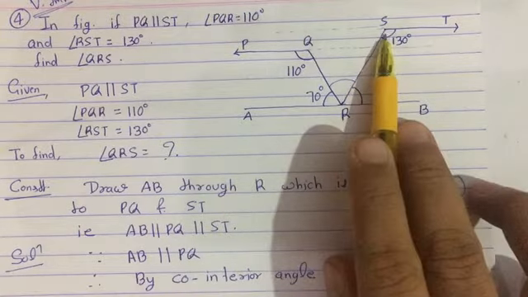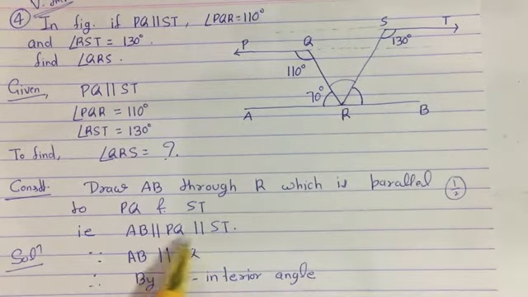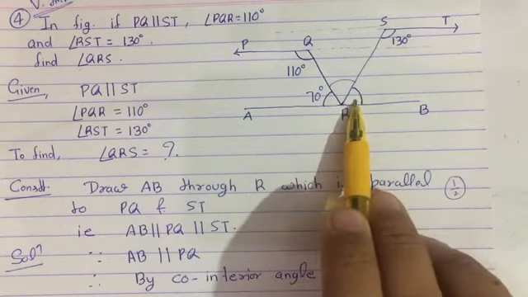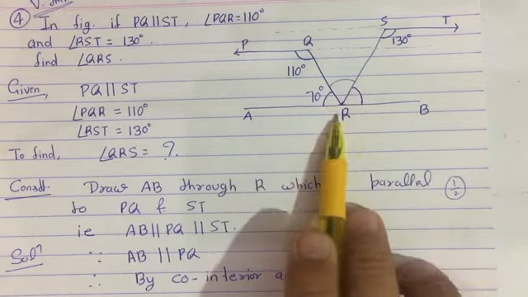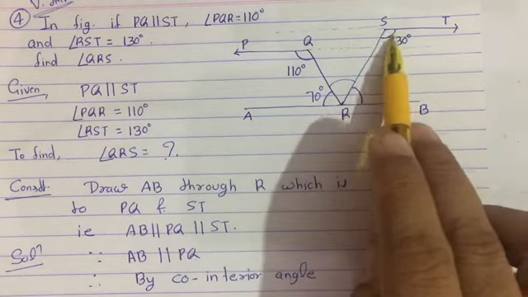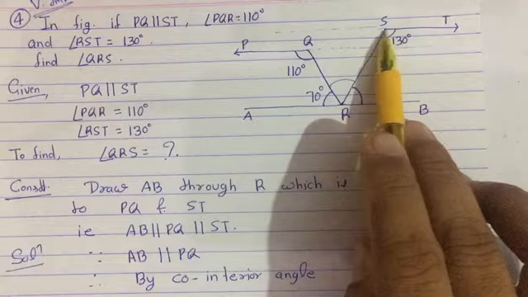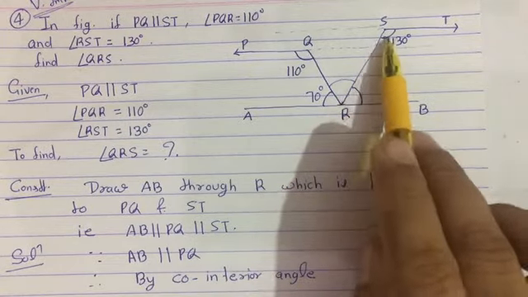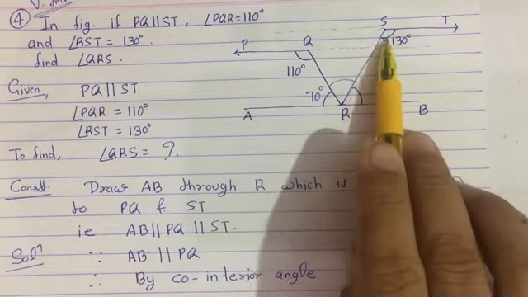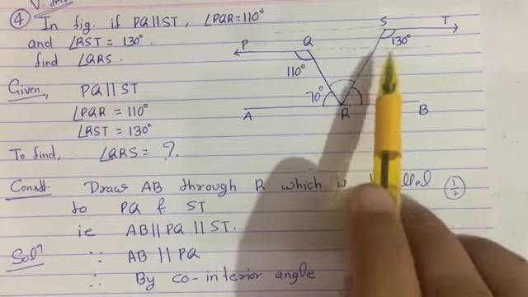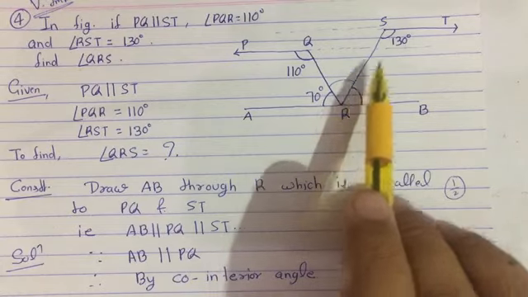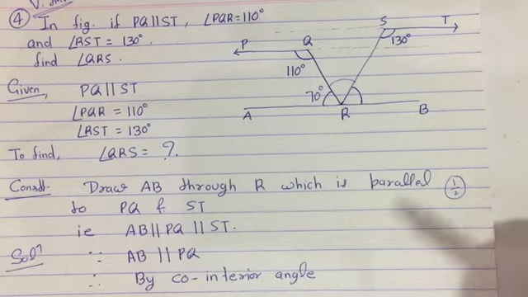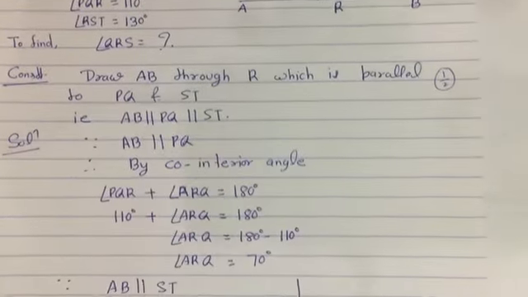Again AB is parallel to ST by construction. AB is parallel to ST, and SR works as a transversal. This angle RST and this angle BRS are both on the same side and interior, which means these are the co-interior angles, and the sum of co-interior angles is 180 degrees. You know it very well. Write down this thing here.